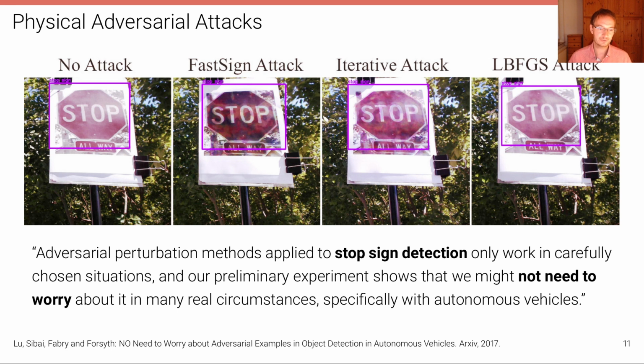And there was this very controversial paper here from David Forsyth's group called "No Need to Worry About Adversarial Examples in Object Detection in Autonomous Vehicles." And this is a sentence that I cite from this paper. I'm going to read it. "Adversarial perturbation methods applied to stop sign detection, as shown here, only work in carefully chosen situations, and our preliminary experiment shows that we might need not to worry about it in many real circumstances, specifically with autonomous vehicles."